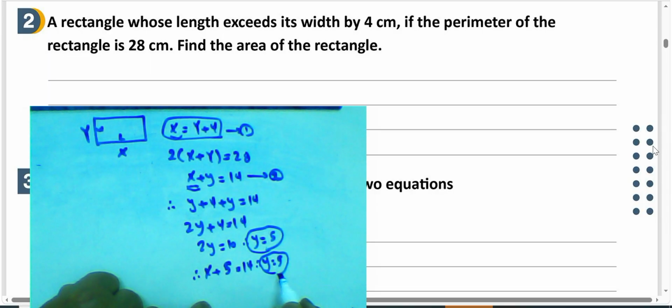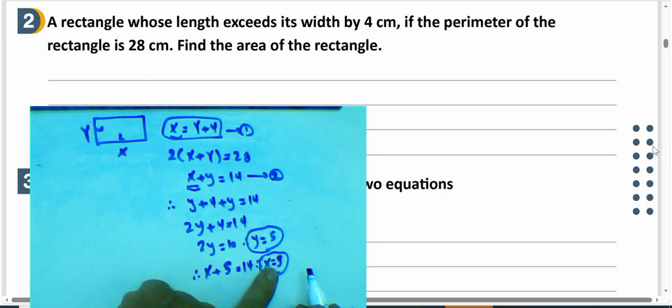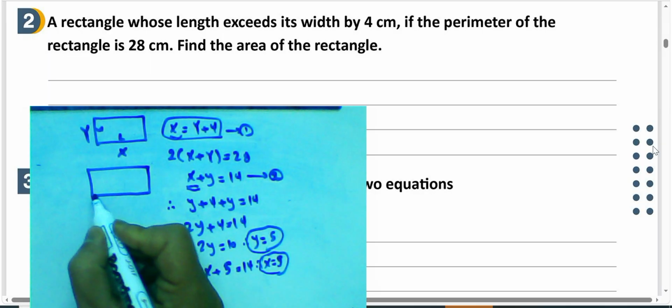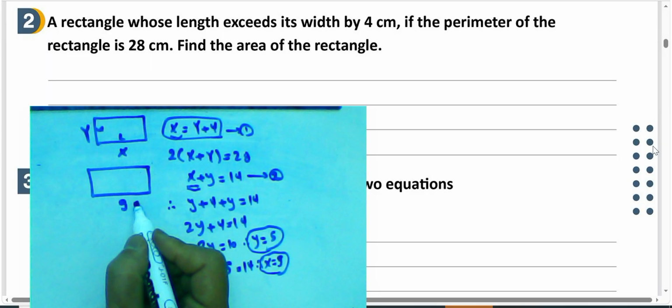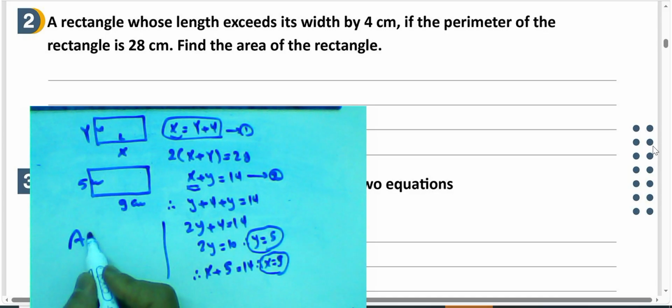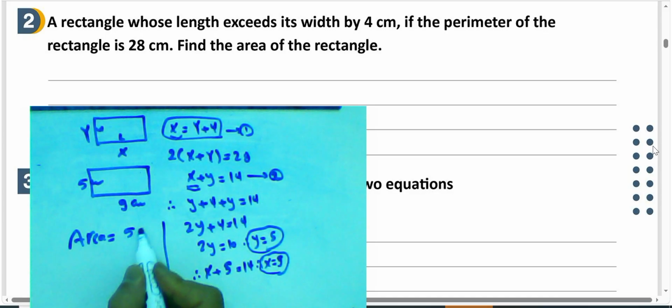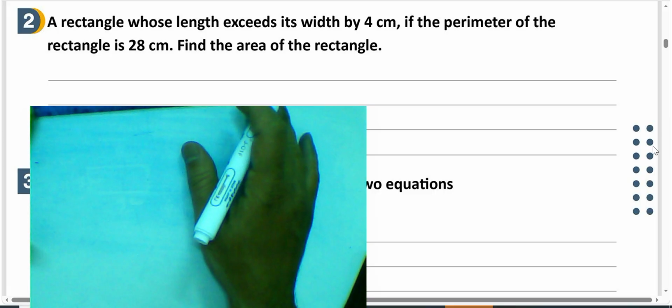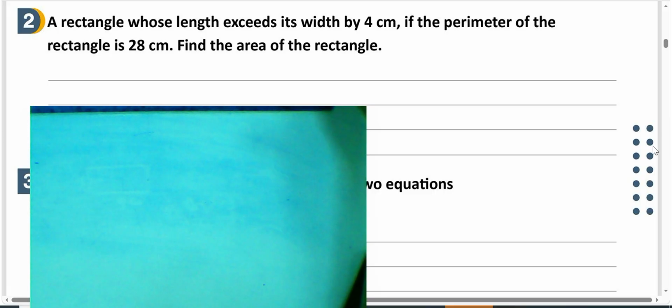Then we have the value of x, it will be 9. X will be 9 and y will be 5. Then the two dimensions of the rectangle: x will be 9 centimeters and y will be 5 centimeters. Now I want to find the area. 5 multiplied by 9, the result will be 45 square centimeters. Okay, understood? Next question.